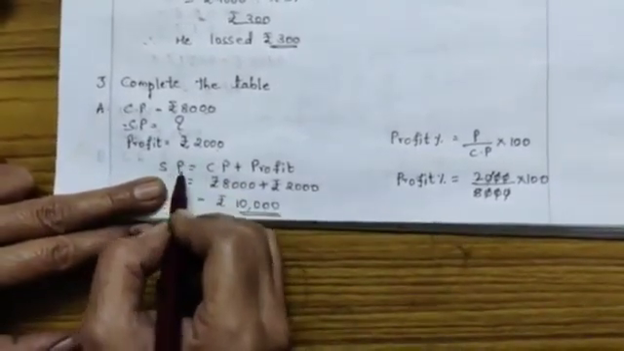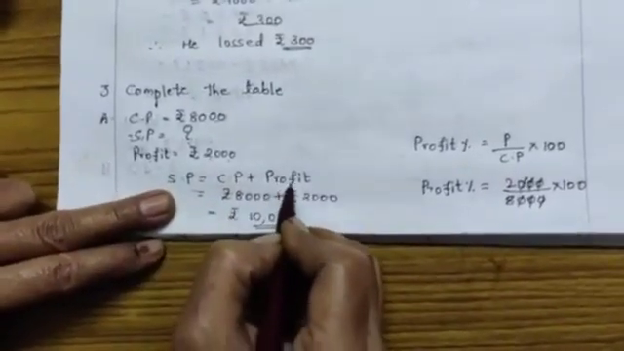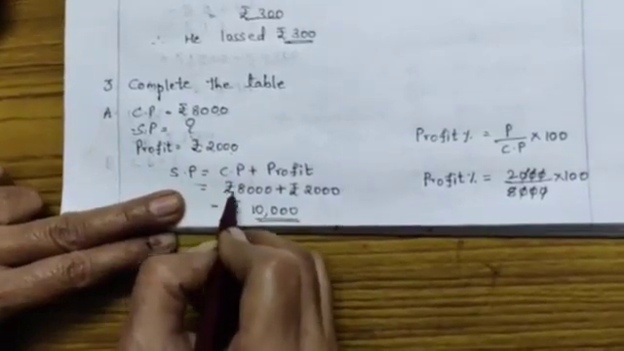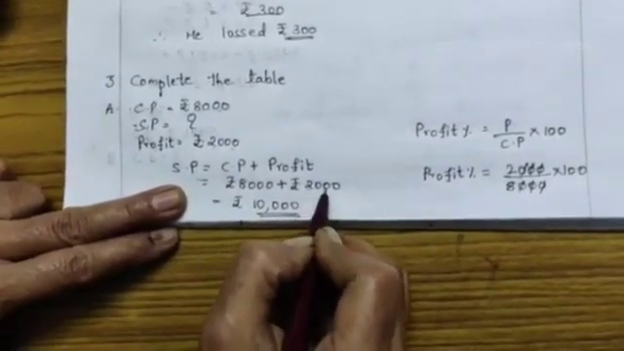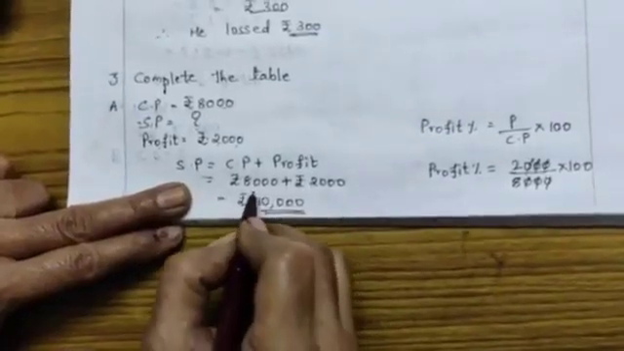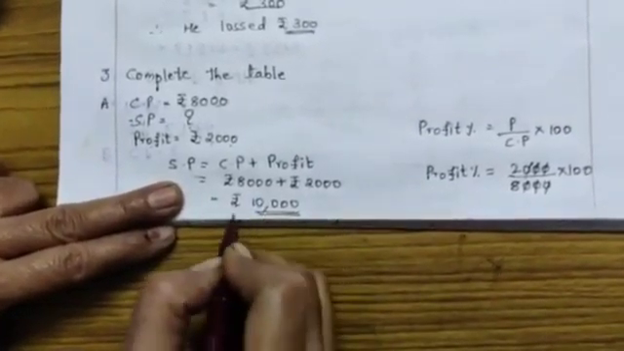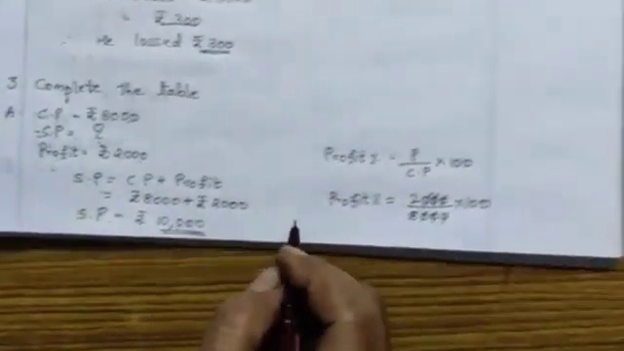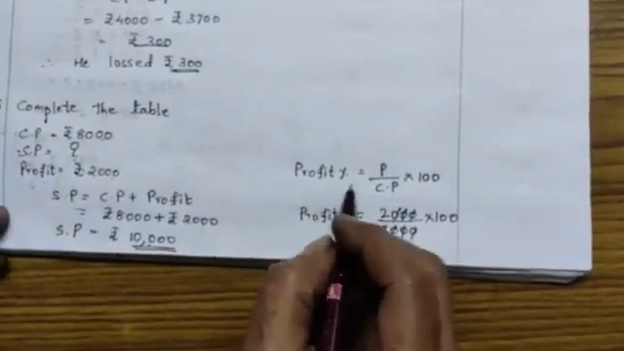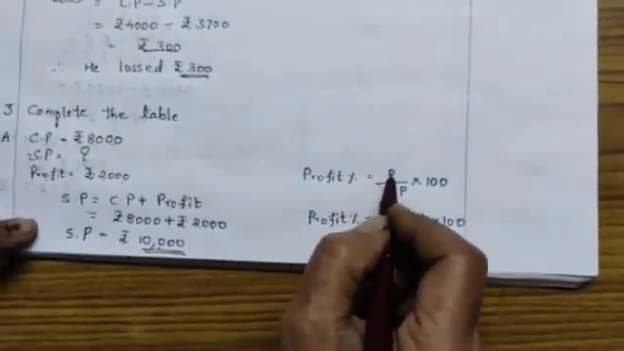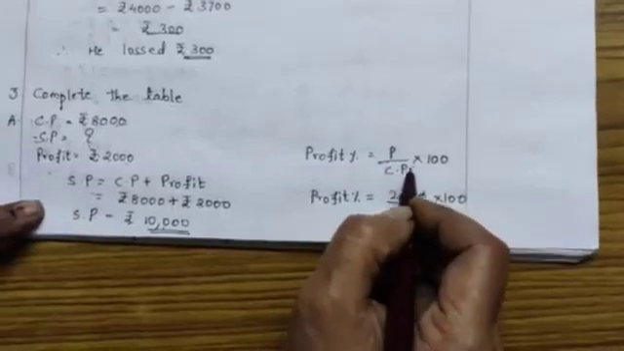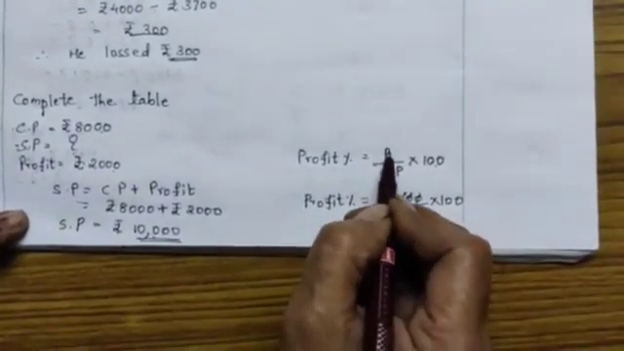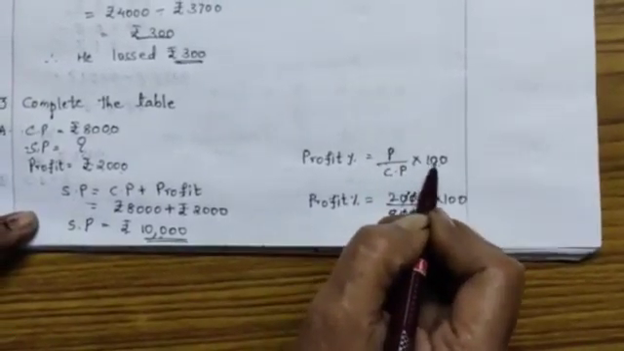Selling price is equal to CP plus profit. If you add these two, you will get the selling price. So rupees 8000 plus rupees 2000. 8000 plus 2000 is 10,000. So SP is rupees 10,000. Now profit percentage. The formula is: if you get profit, you write profit divided by CP into 100. If we have a loss, loss percentage is loss divided by CP into 100.